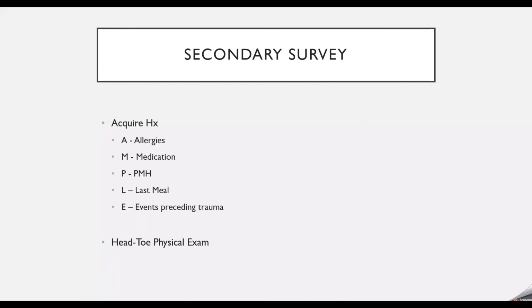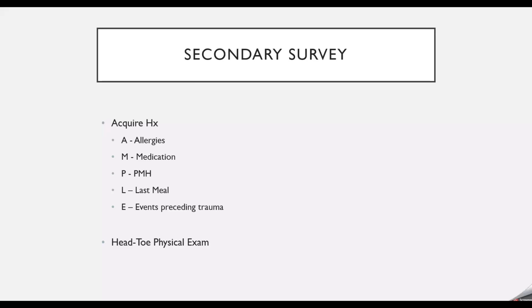Your secondary survey is going to be coming through, and the acronym you're going to use for this is called AMPLE. If the patient is alert and oriented and is able to respond to questions, then you're going to want to ask about any allergies to meds, any medications they're currently on, their past medical history, their last meal, like the time of their last meal. This is important for anesthesia and other things like this, and the events preceding the trauma.